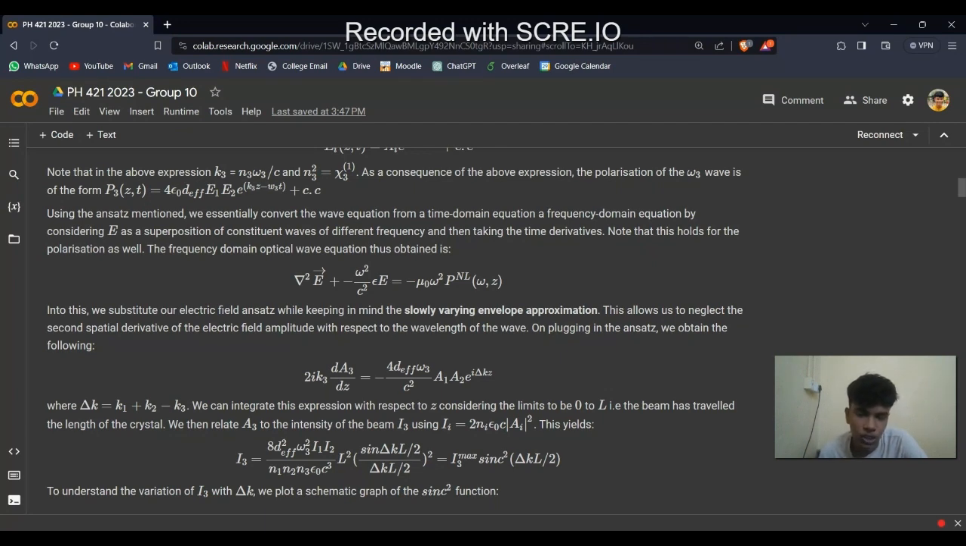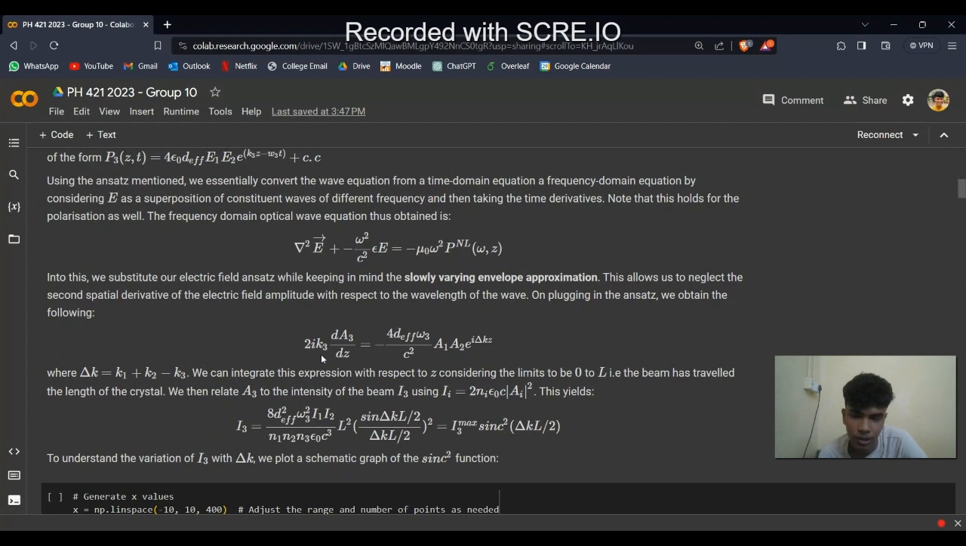So when we have this del square and we substitute the form of E into it, we end up neglecting the del square term. And as a result, we get a very neat differential equation directly for the amplitude of the wave. So you can see that we have 2 i k3 dA3/dz equal to minus 4 d effective omega 3 squared by c square A1 A2 e power i delta k z, right, where delta k is the phase mismatch term, k1 plus k2 minus k3.